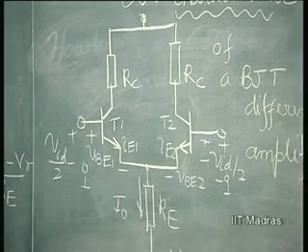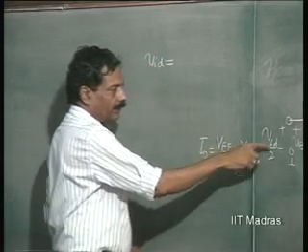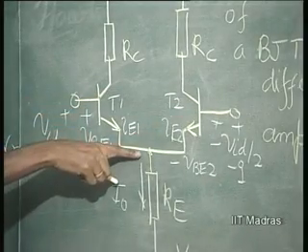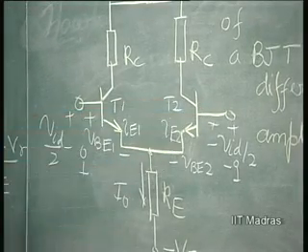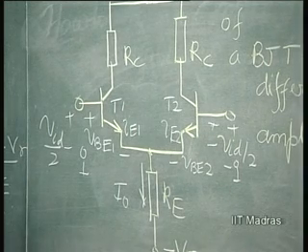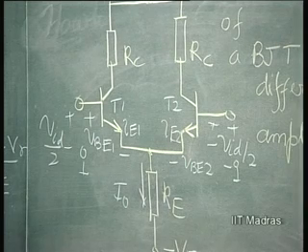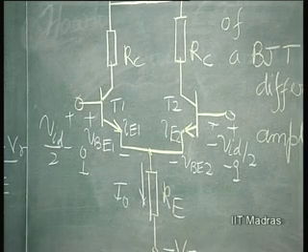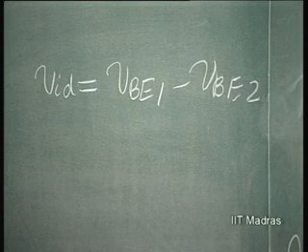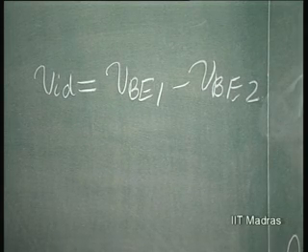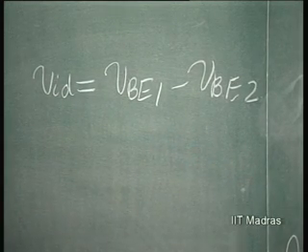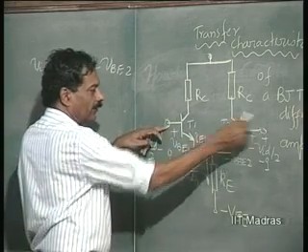So, we know that VID, the voltage between these two, equals VBE1 minus VBE2 at any instant of time. VBE1 and VBE2 being instantaneous voltages across the base emitter junctions of the two transistors at any given time. Therefore, this is VBE1 minus VBE2. Always, there is no assumption made whether the signal is small or large, it does not matter. This is always valid, clear. So, VID is equal to VBE1 minus VBE2.